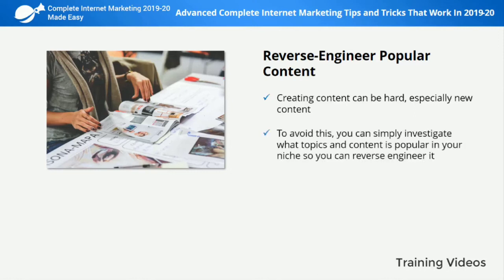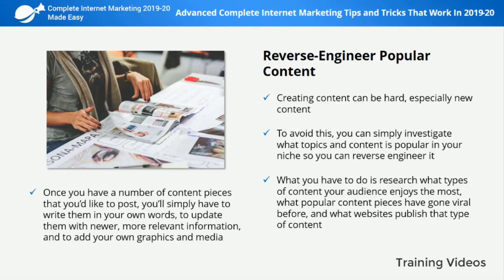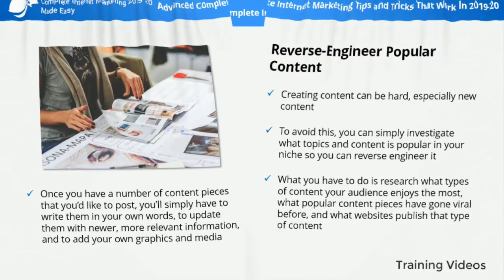To avoid this, you can simply investigate what topics and content is popular in your niche so you can reverse engineer it. What you have to do is research what types of content your audience enjoys the most, what popular content pieces have gone viral before, and what websites publish that type of content. Use the Google Keyword Planner and the Google Keyword Ideas tool to enter your niche keywords and get suggestions. Once you have a number of content pieces that you'd like to post, you'll simply have to write them in your own words, to update them with newer, more relevant information, and to add your own graphics and media. This way, you'll save time, and you'll generate traffic more easily.